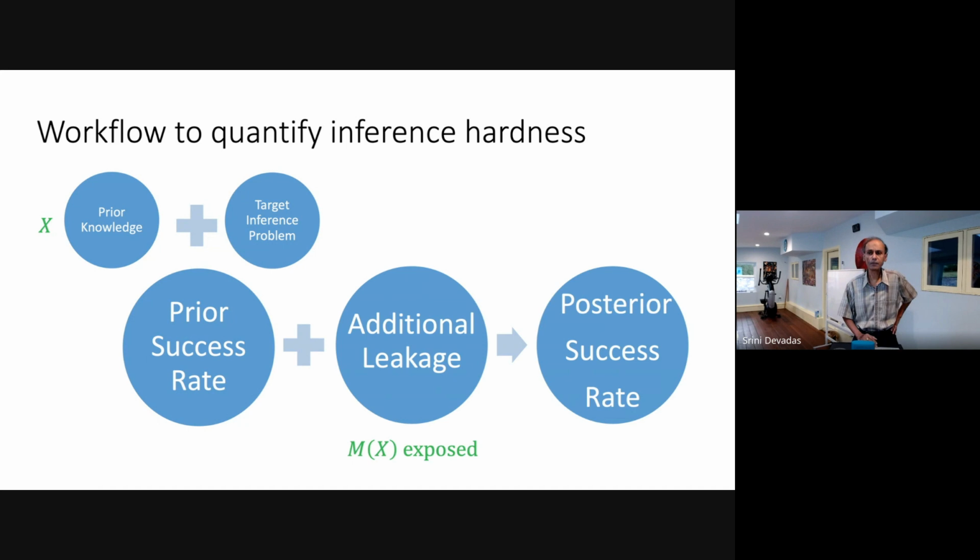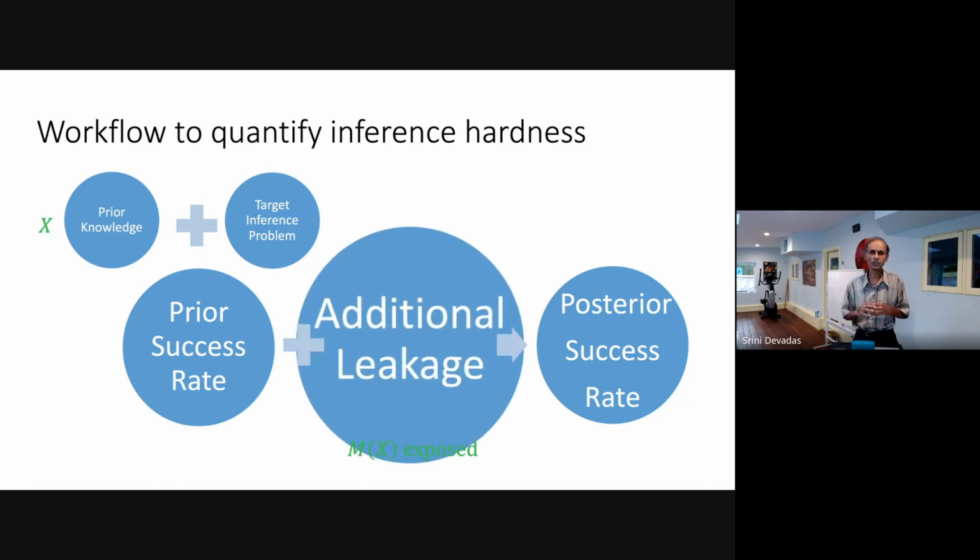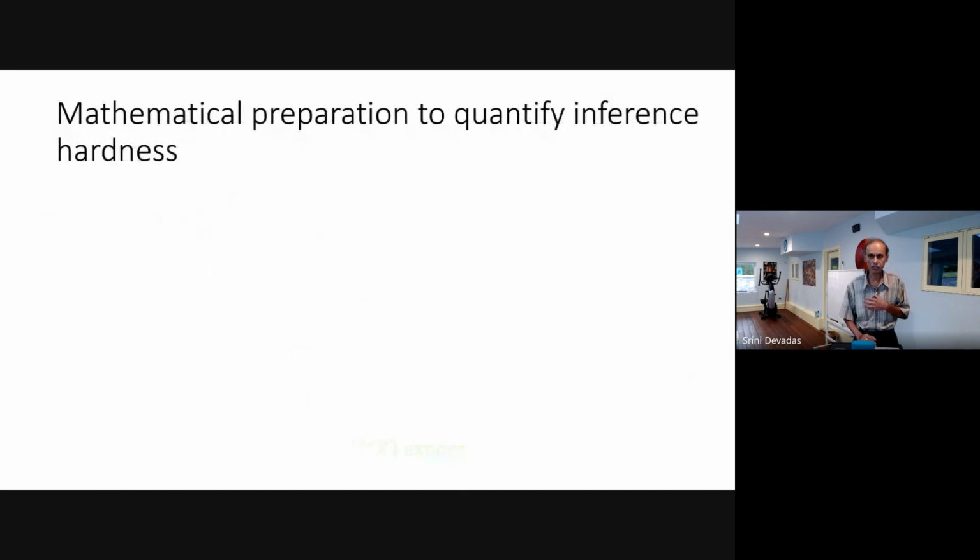Then you expose M of X, and you want to compute the additional leakage. Obviously, that's a little bit harder than what I just described. But if you get that additional leakage in terms of a probability, then you can add that probability to the prior success rate and get your posterior success rate. Right? So you can do the prior success rate, and then you got this independent exposure, and so you can add these probabilities together. So our goal is going to be to figure out what this additional leakage is, because obviously that's a function of M of x. But once we have that, and this is usually called the posterior advantage. So the prior success rate and the posterior advantage is the posterior success rate.